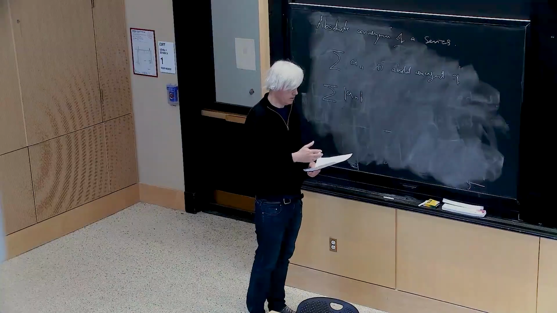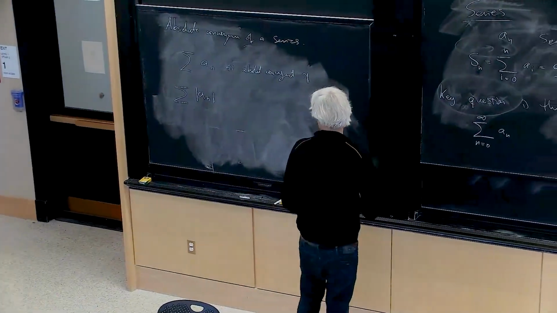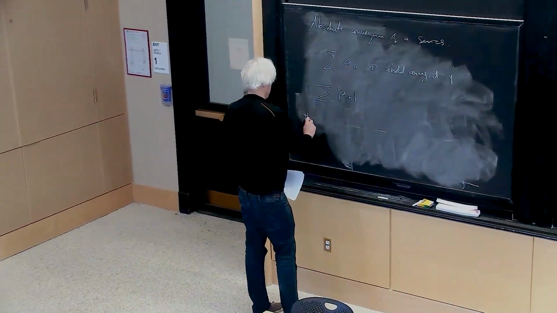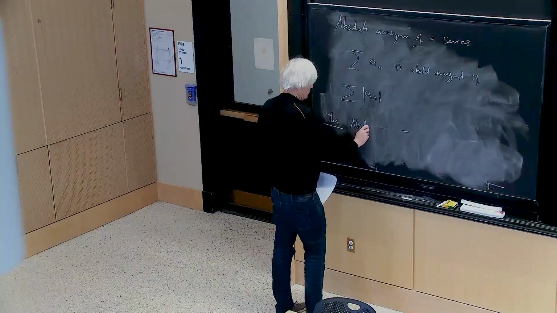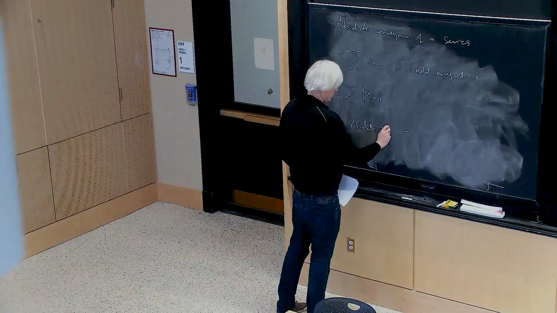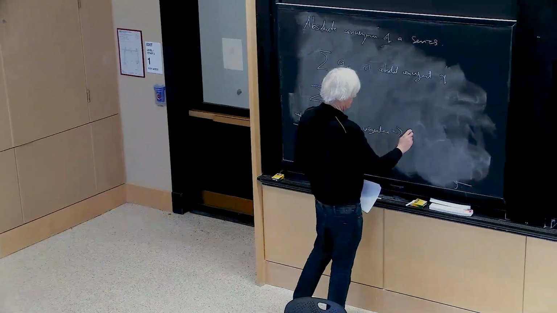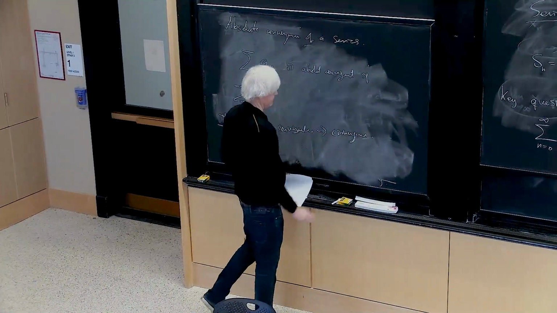So anyway, absolute convergence is important. For a series, it's a stronger property than convergence. So absolute convergence implies convergence. Maybe I should write this as a theorem. So we had a theorem: absolute convergence implies convergence, but in general it's stronger.